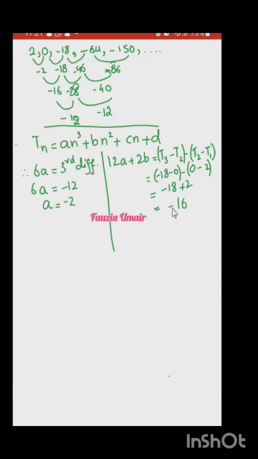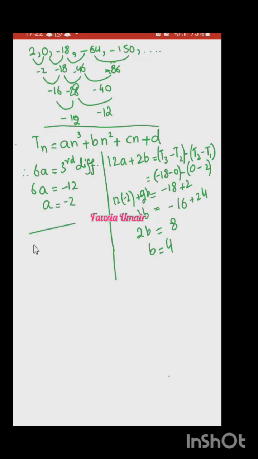All right. So minus 16, and a is minus 2. So 12 into minus 2 will be minus 24. So 2b will be minus 16 plus 24. So 2b is 8, and b is 4. Yes, 4, right?